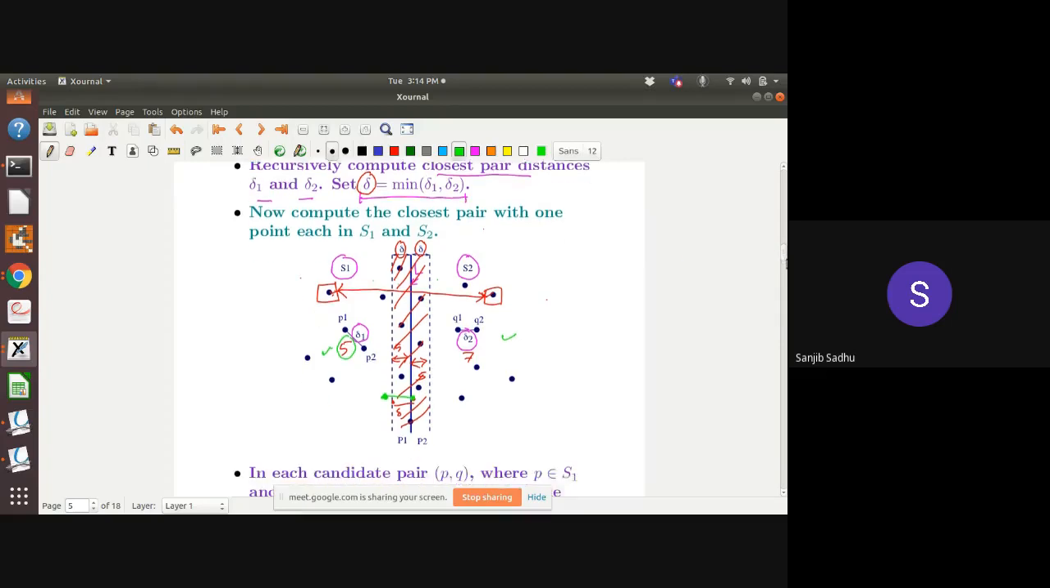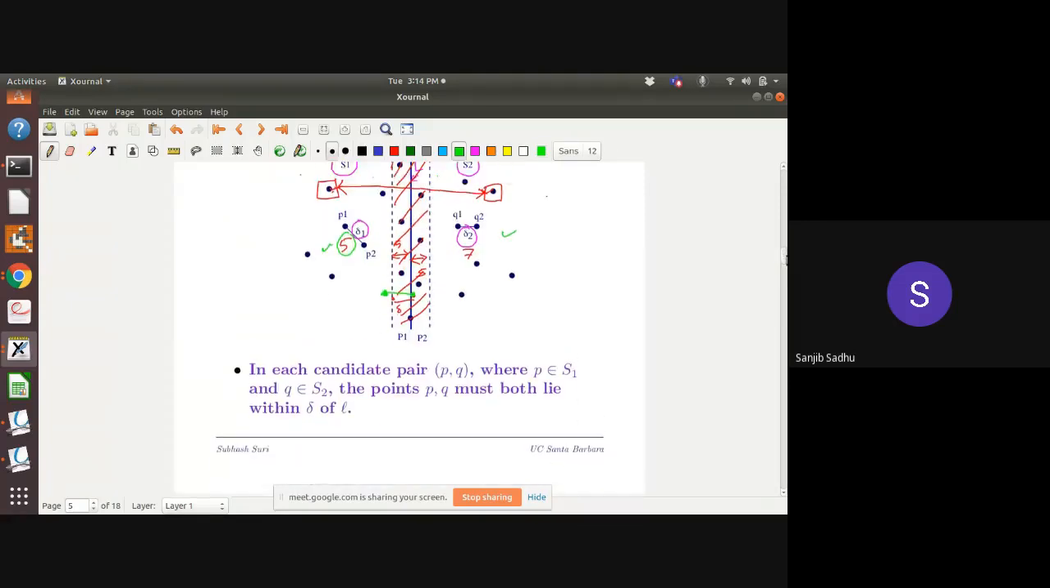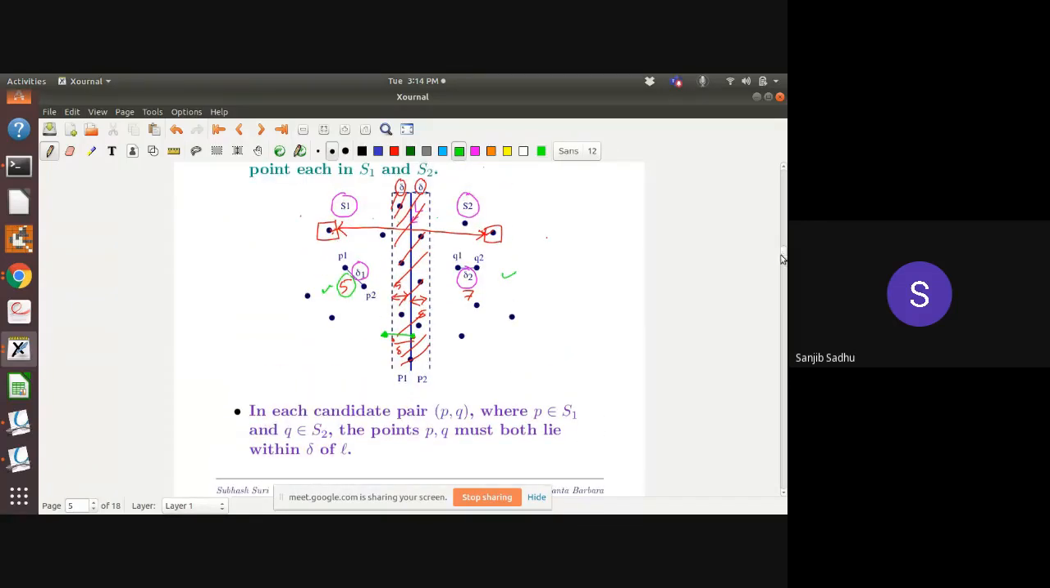Now, how much time will it take to find the closest pair within this strip? For books, I am saying you can see this problem in Algorithm Design by Kleinberg and Tardos, or maybe in some other book also, but I am just saying.